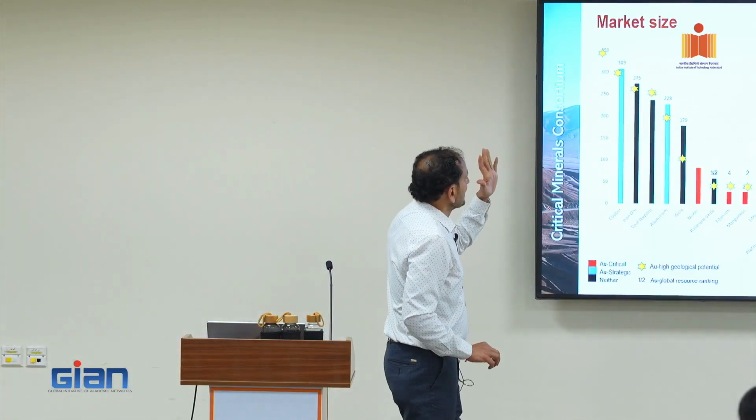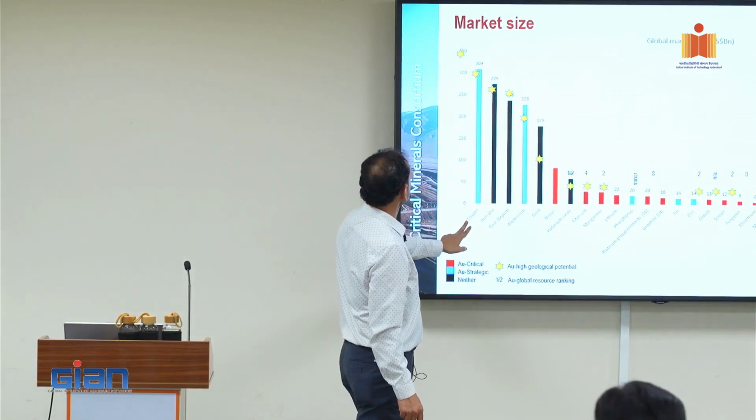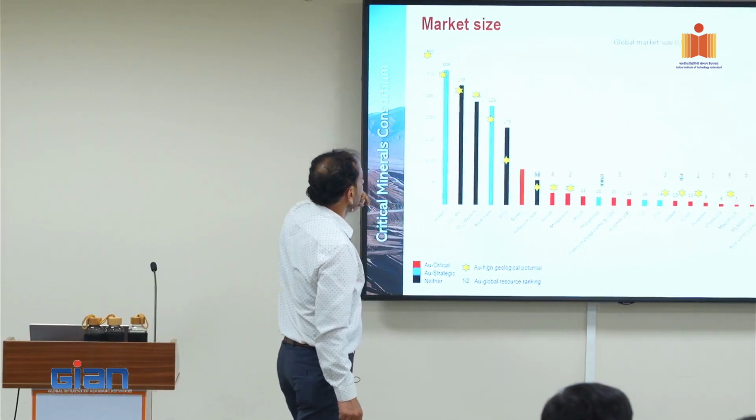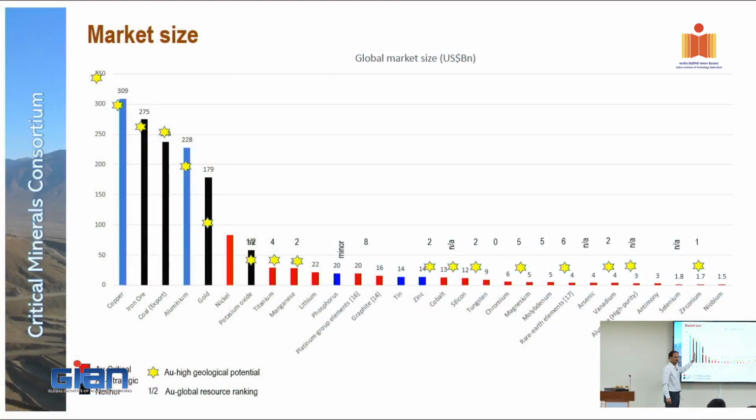Market size, we were talking about this a few times. What is this? This is copper, 309, I think these are US dollar billions. It is the annual copper market size, 309 billion. Iron ore is about 275. Coal, I think this is from the Australian point of view, for coal export. Then aluminum, gold, nickel, and so on. Most of your critical minerals start here.